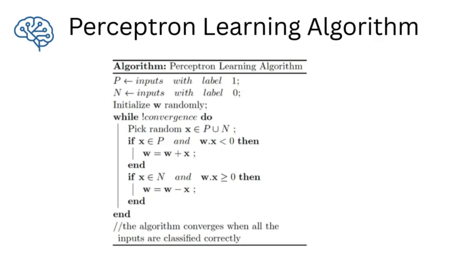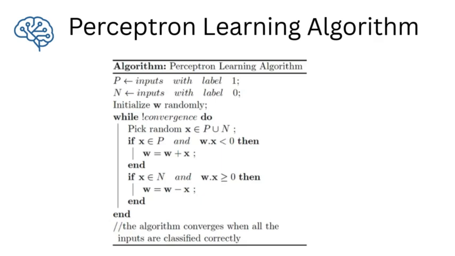Next, we initialize the weight vector randomly. At the beginning, the perceptron doesn't know anything about the correct decision boundary, so the weights start with arbitrary values. Then, the learning process begins. As long as the perceptron has not correctly classified all samples, we repeat the following steps.